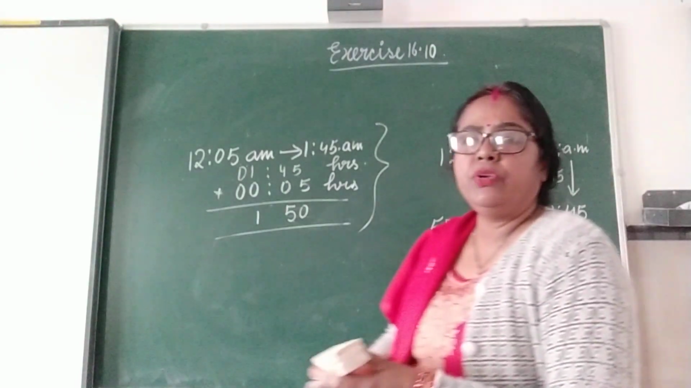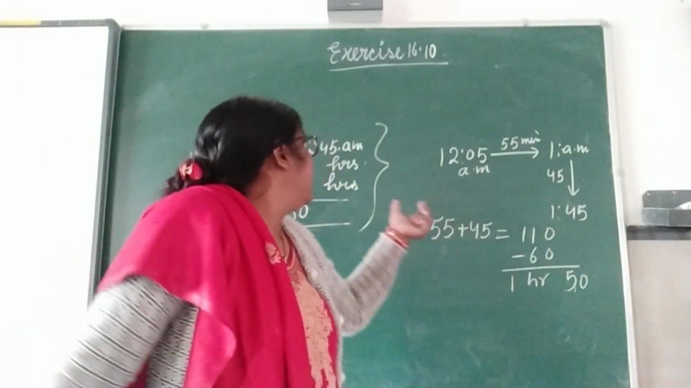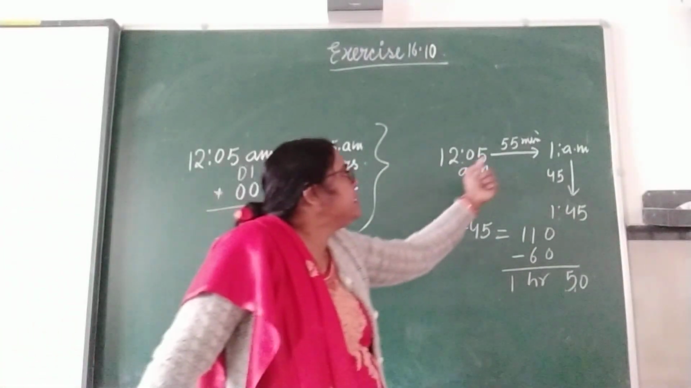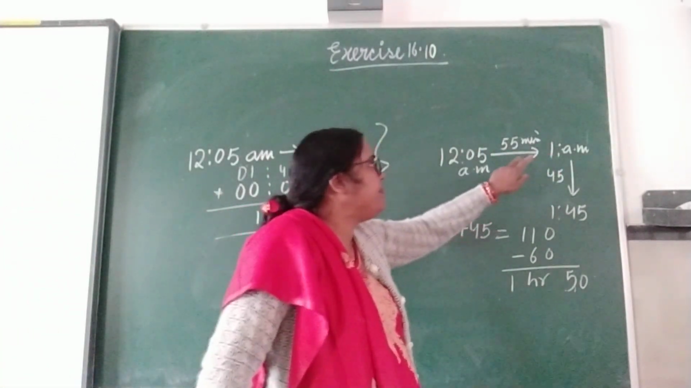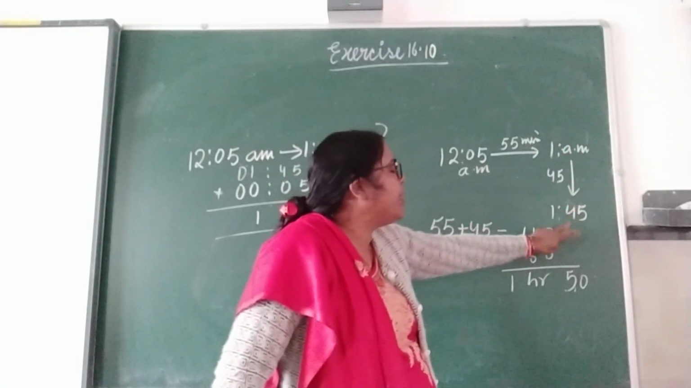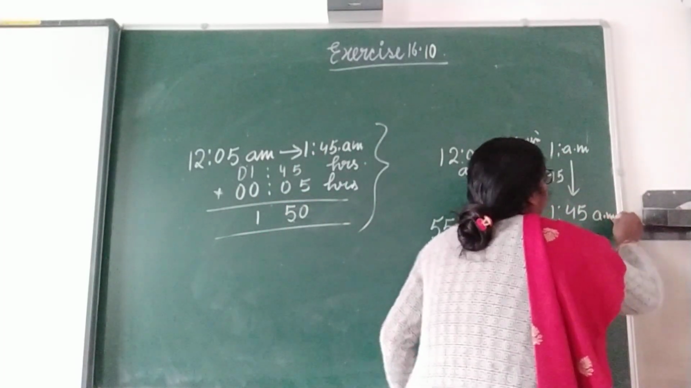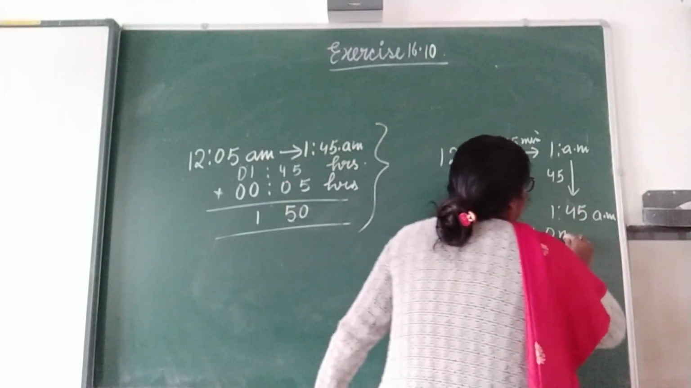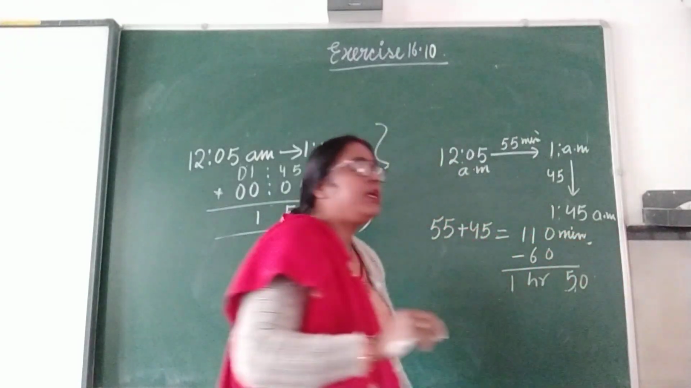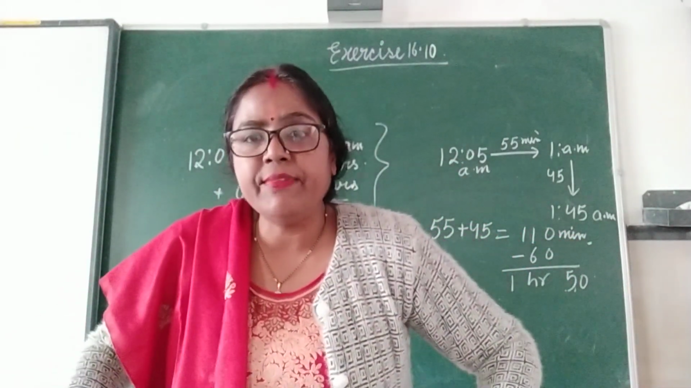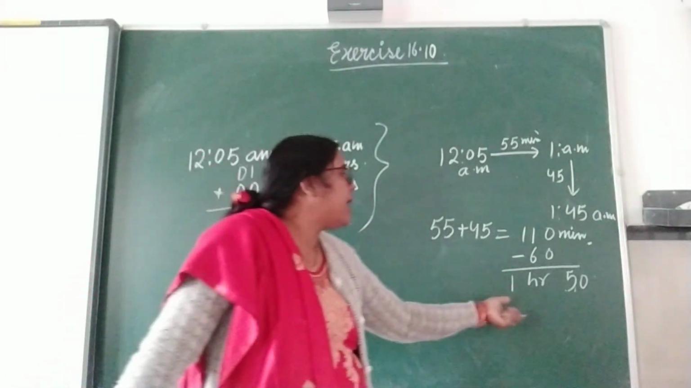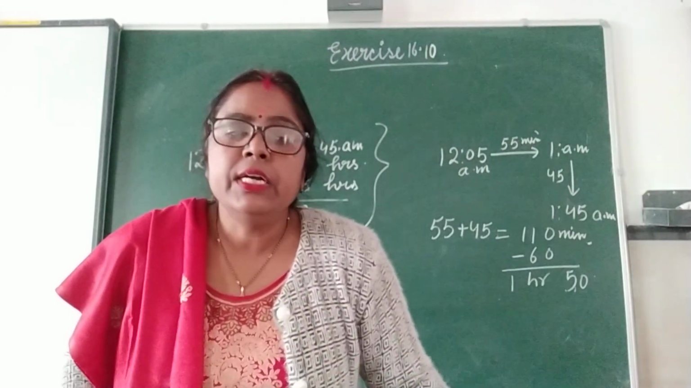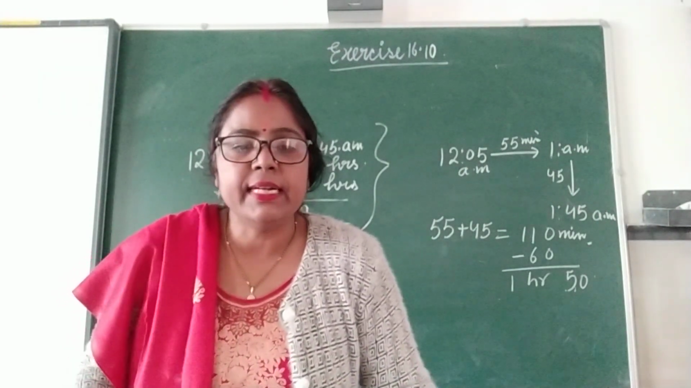So there are two ways you can solve this question: either by converting to hours and then adding, or by finding it in parts. From 12:05 to 1 it is 55 minutes, and from 1 AM to 1:45 AM it is 45 minutes. Now the duration is 55 minutes plus 45 minutes, which is 110 minutes. Converting minutes to hours, 110 divided by 60 is 1 hour 50 minutes. Clear? So these are the two ways to find the duration between two given times.